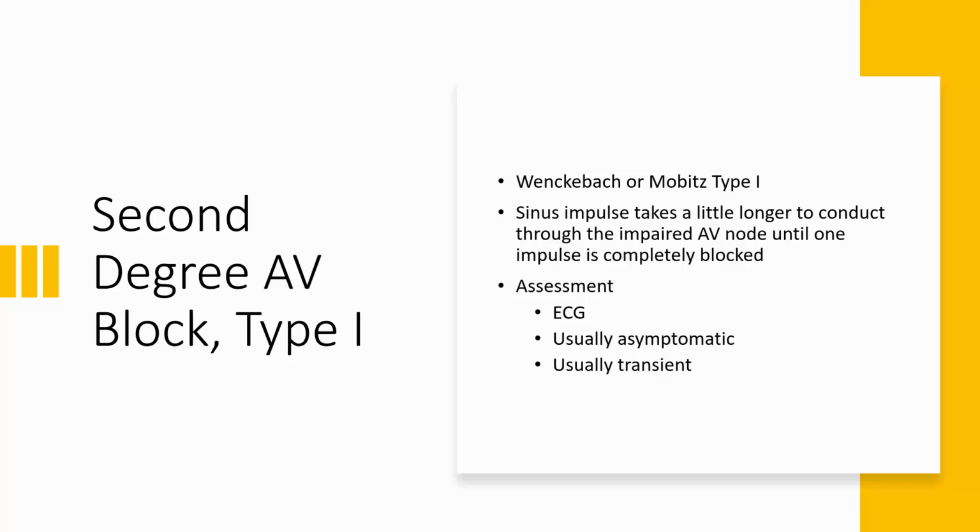Some causes of a second degree type 1 could be that the person has had an MI, or recent cardiac surgery, or an electrolyte imbalance. Any of those things can cause a second degree type 1. Again, your patient is usually asymptomatic in a second degree type 1. You're not necessarily going to do anything unless it's related to medications, or something along that nature.